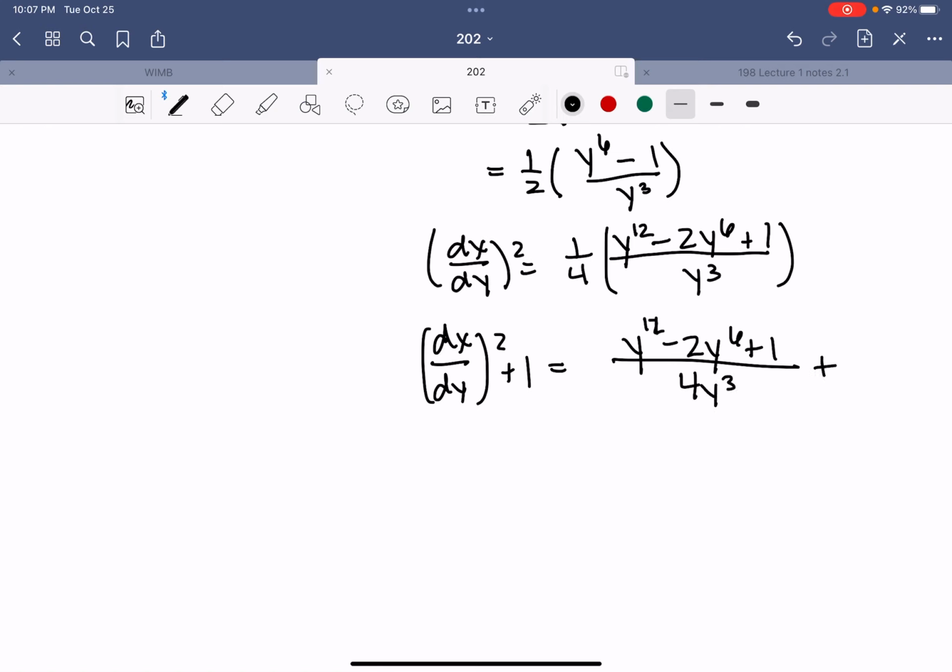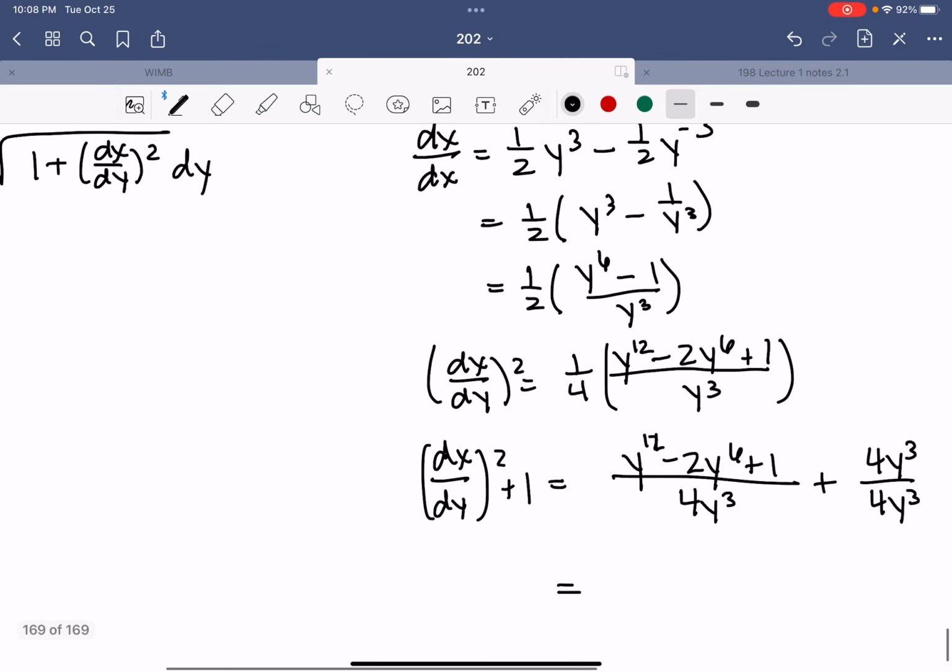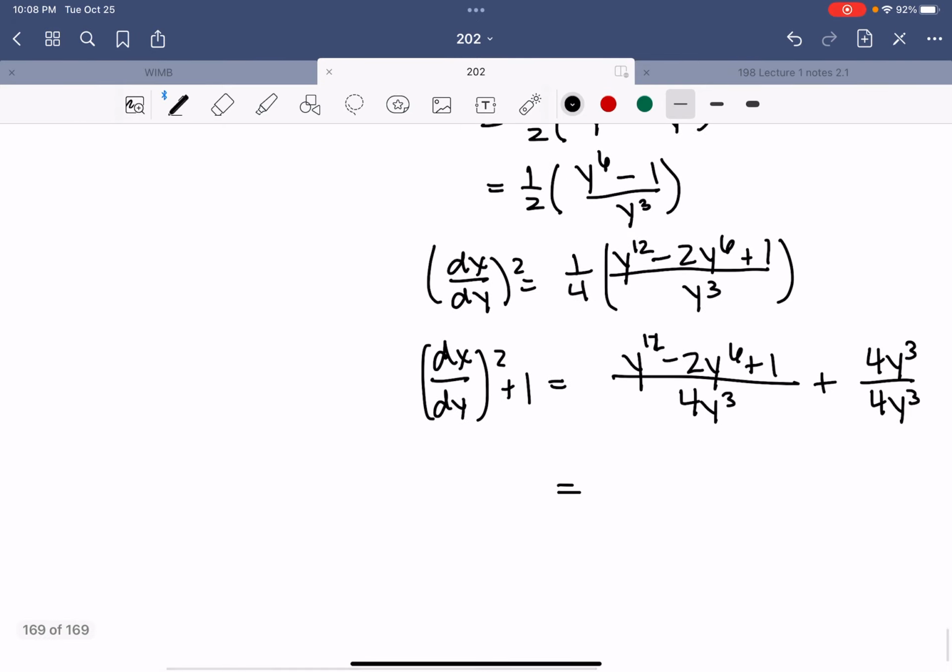And I'm adding 1 here. So let me add it intelligently, smartly here. Let's make it 4 over y cubed and 4 over y cubed. So I'll make my 1 look like that. Wait a second. I forgot to do it again. Watch out for that. I forgot to square the denominator. When you square y cubed, you get y sixth. So this should be 4y to the 6th in all the places.